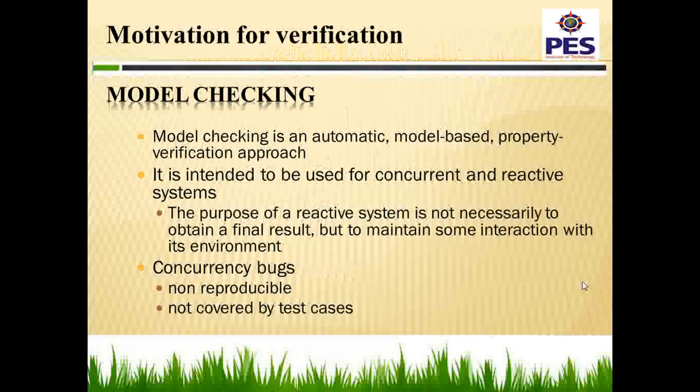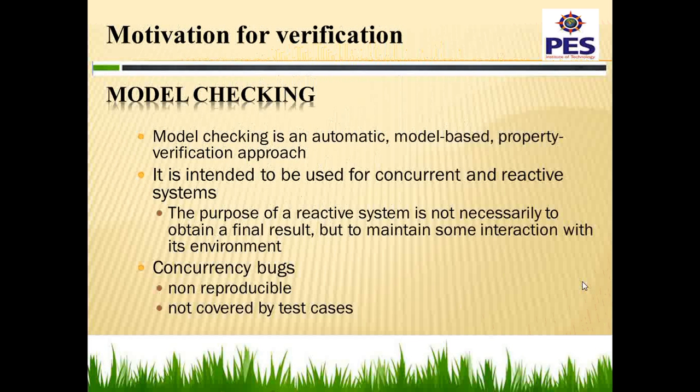Next one is model checking. What is model checking? Model checking is an automatic model approach. It is intended to be used for concurrent and reactive systems. What is the main purpose of this? The purpose of a reactive system is not necessarily to obtain a final result, but to maintain some interaction with its environment. In concurrency, we have some bugs that are non-reproducible and not covered by test cases. We have many test cases when verifying a system, but the test cases we have undertaken are not going to cover everything in that working environment.